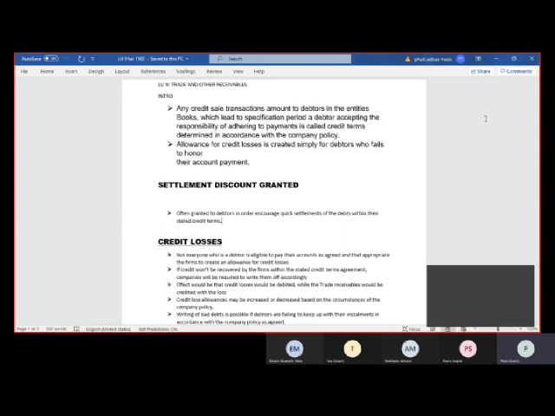Then we've got what's called the allowance for credit losses, which is simply created for debtors who fail to honor the account payment. That's also in accordance with the company policies, to say okay, how about we create an allowance for credit losses for those who cannot honor payment on their account.